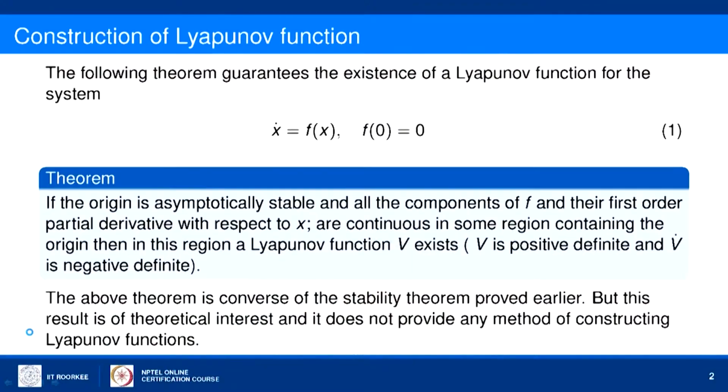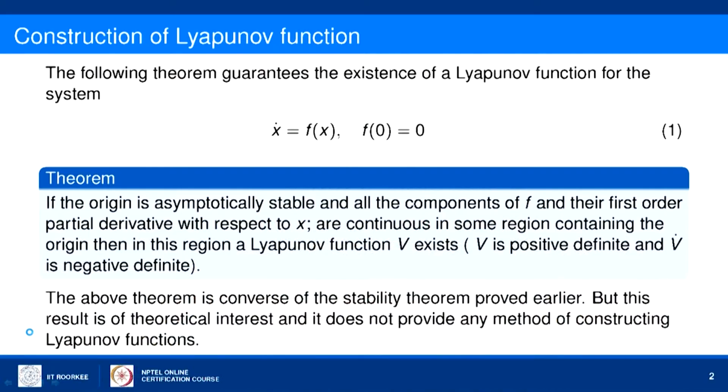In the previous two lectures, we have seen the sufficient condition for the stability of the nonlinear dynamical system dx by dt equal to f of x, f of 0 equal to 0. The stability at the critical point was analyzed. In those two theorems it was given that if the Lyapunov function v is positive definite and v dot is negative definite, then the system is asymptotically stable at x equal to 0.